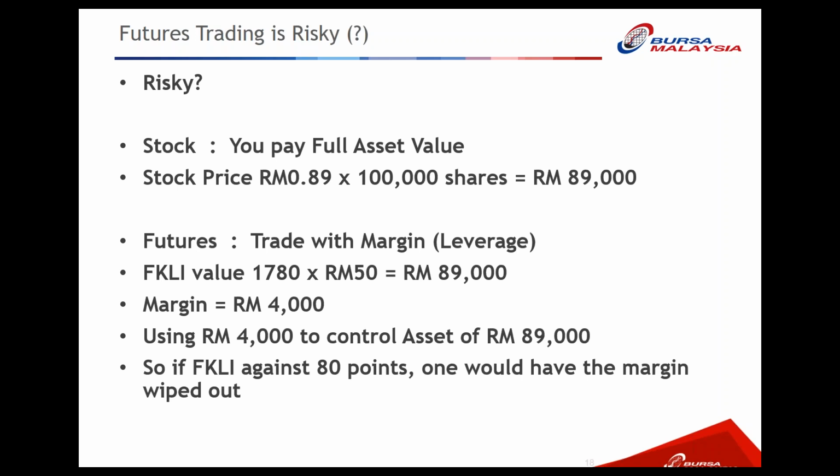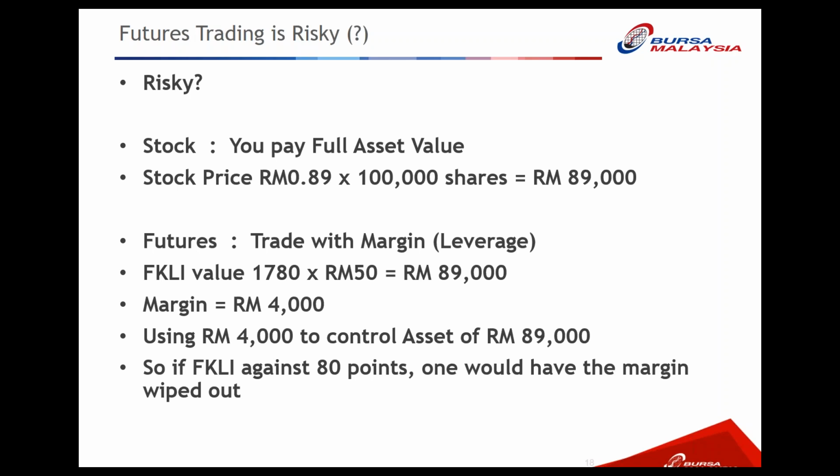So if the FKLI goes against you, that means if you buy at 1,780 but the price falls to 1,700, you are losing 80 points. 80 points multiplied by 50 ringgit is also 4,000. That means if FKLI goes against you by 80 points, your margin will be wiped out. If FKLI goes against you by more than 80 points, you actually lose more money than you put into your account. So that's why most people say futures is a very risky instrument.